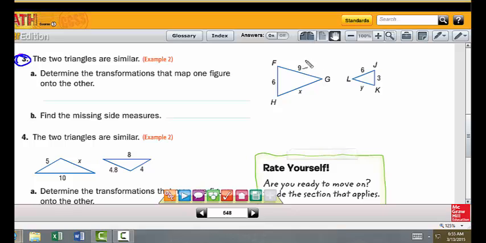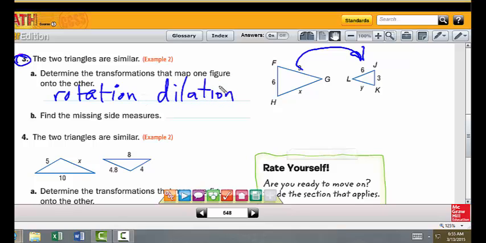First of all, we would have to rotate it 180 degrees. So we would have a rotation. And secondly, obviously, since they're similar, we have to do a dilation. So we would do a rotation and a dilation, and we could map this figure on top of this. So find the missing side measures.